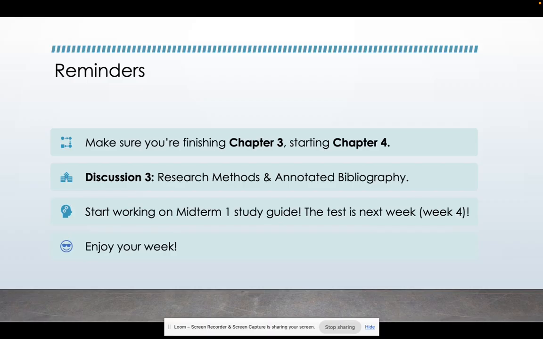Discussion 3, research methods and annotated bibliography, is due this week, Sunday, by 11:59 p.m. You should start working on your midterm 1 study guide, and I hope you also find time to enjoy your week.